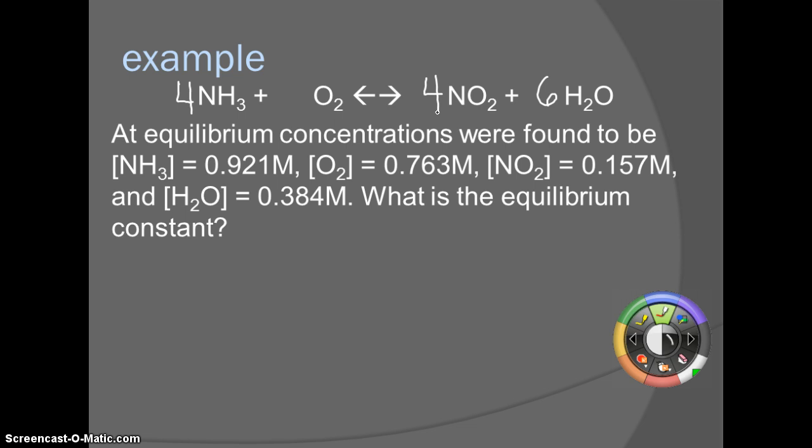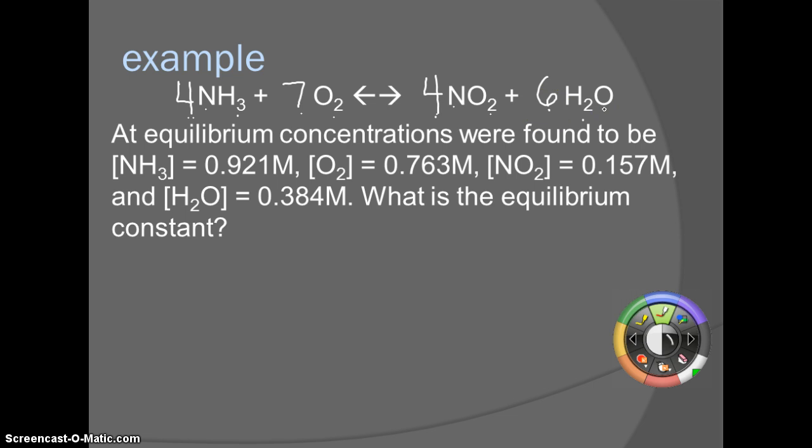So now to count up our oxygen, we have 8 plus 6, that's 14. 14 divided by 2 is 7. If we go and check, we have 4 times 1 is 4, 4 times 1 is 4, 4 times 3 is 12, 6 times 2 is 12, 7 times 2 is 14, 4 times 2 is 8, plus 6 times 1 is 14. So now our equation is balanced.